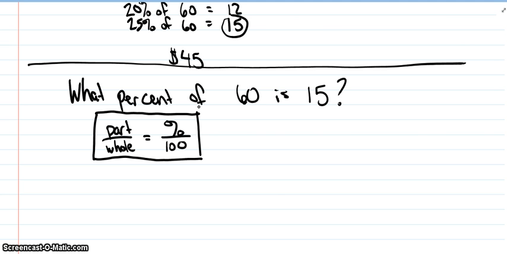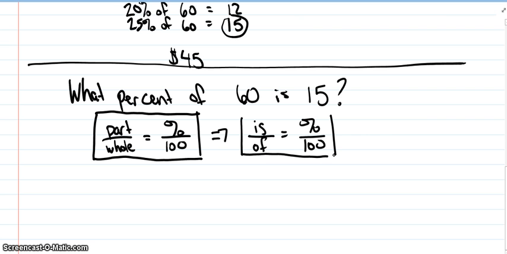So part over whole. And the other way to do it, I've seen it done, is is over of equals percent over 100. All that is doing, you pick the number that's after is, and it goes there, the number that's after of, and it goes there, and then percent over 100. 100 is always going to be there because percent is always over 100. And I kind of like the part over whole because you see what it is, but if is over of helps, power to you.